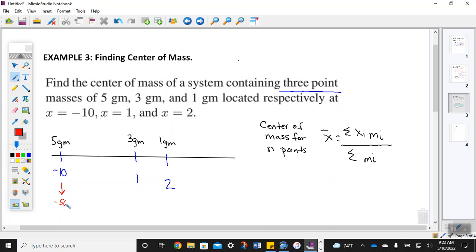Negative 50. Okay. What's this product going to be right here for 3 grams at x equal 1? Isn't that 3? What's that last product going to be between location of a mass? 2. Okay. This top line is simply saying take each product right here and add them up. So this means the center of mass right here is going to equal. Okay, what are the 3 values we got here? If you add them all together, it'll be negative 45.